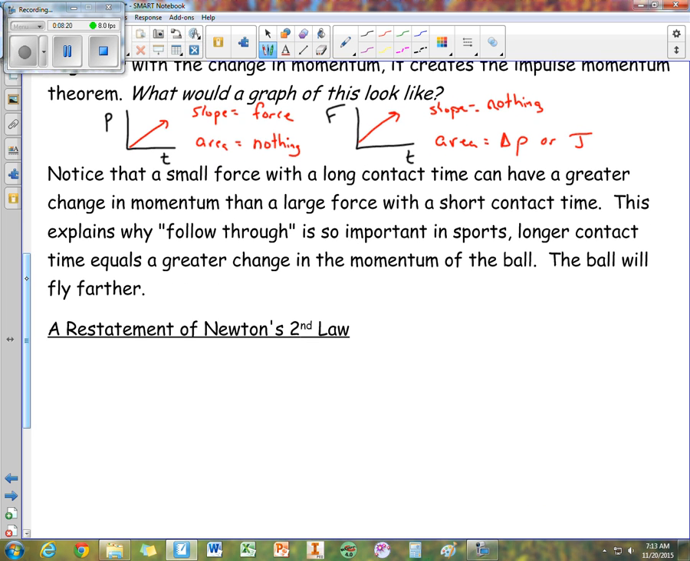Now, notice that a small force acting on an object over a long time can have a greater change in momentum than a large force acting over a shorter contact time. And this explains why follow-through is so important in sports. This is why your coaches are always telling you to follow through. If you can keep the bat in contact with the ball for a greater amount of time, you can give the ball a larger change in momentum, which means that it'll travel farther. If you keep your foot in contact with the soccer ball for a longer period of time, you can give the soccer ball a greater change in momentum, giving it a larger velocity. And when we study projectile motion, we'll learn that that means that they'll fly farther.